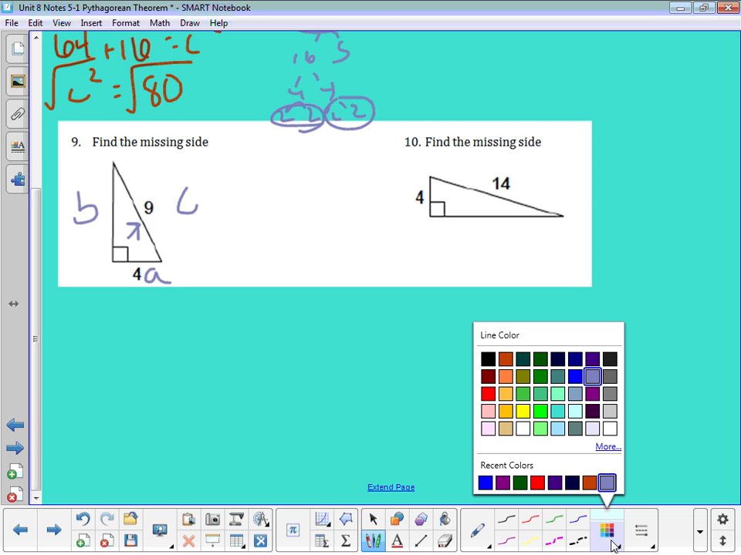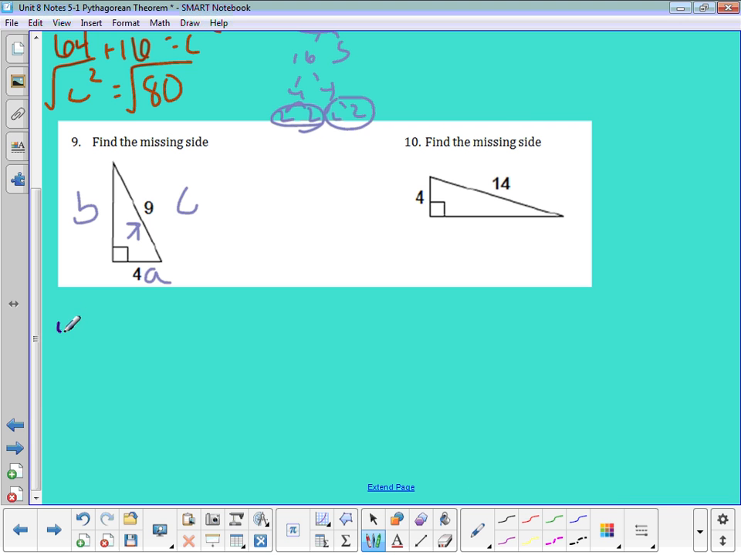So now I need to go ahead and solve this. So I have 4 squared plus B squared is equal to C squared. Oops, sorry, 9 squared, because we know what that is. So I have 4 squared plus b squared is equal to 9 squared. There we go. So now I'm going to subtract 4 squared from both sides. And then I get b squared is equal to 9 squared minus 4 squared.